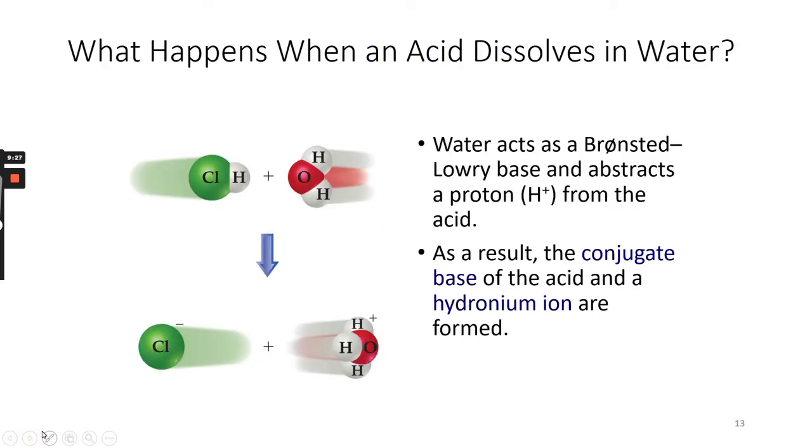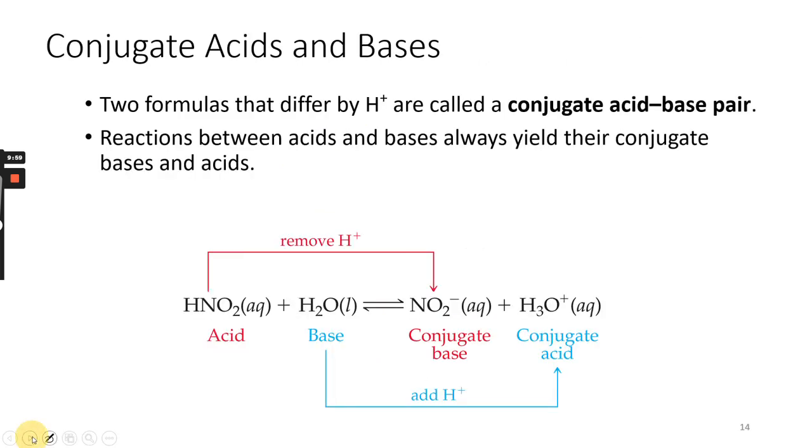What happens when an acid dissolves in water? Water acts as the Bronsted-Lowry base, and it'll take the proton from the acid. So here, this is acting as the Bronsted-Lowry base, and this is acting as the Bronsted-Lowry acid. And this proton will move from here to here. It'll take it. Remember, you have your lone pair sitting here. As a result, the conjugate base of the acid and a hydronium ion are formed.